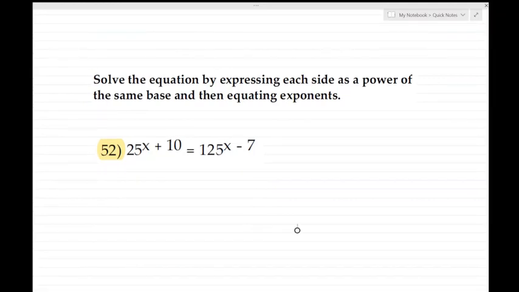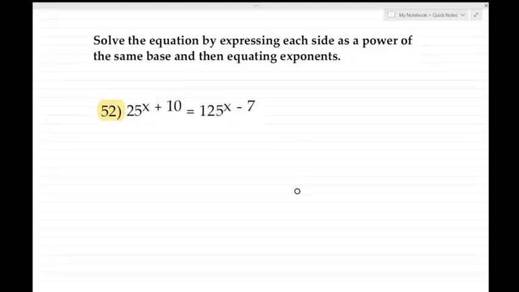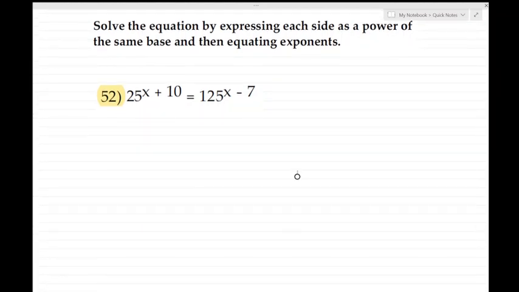Next, we want to solve the equation by expressing each side as a power of the same base and then equating the exponents. So the base here is 25 on the left and then 125 on the right. So the trick is to write 25 and 125 as the same base. They're not necessarily equal to each other, but those were the two bases that we have in question. At least that's what I want to show.